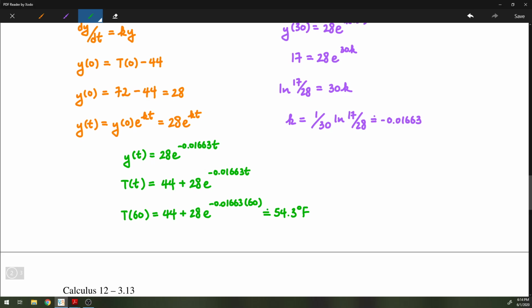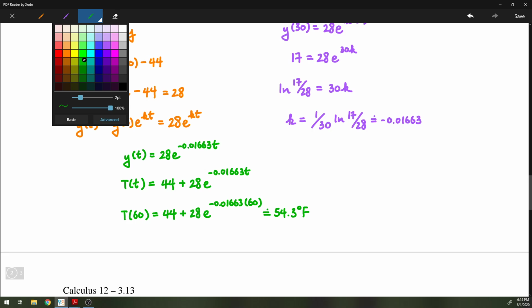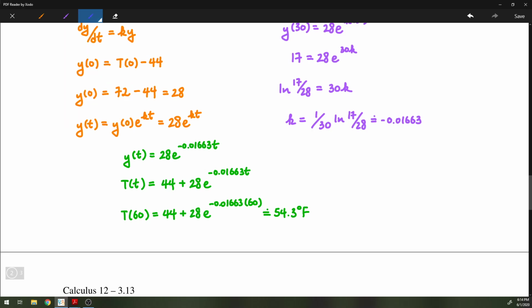Okay, and then on the other side, how long until it cools to 50 degrees? So we can simply write 50 degrees is equal to 44 plus 28 e to the negative 0.01663t. Okay, so of course you can subtract 44 from both sides. 6 is equal to 28 e to the negative 0.01663t.